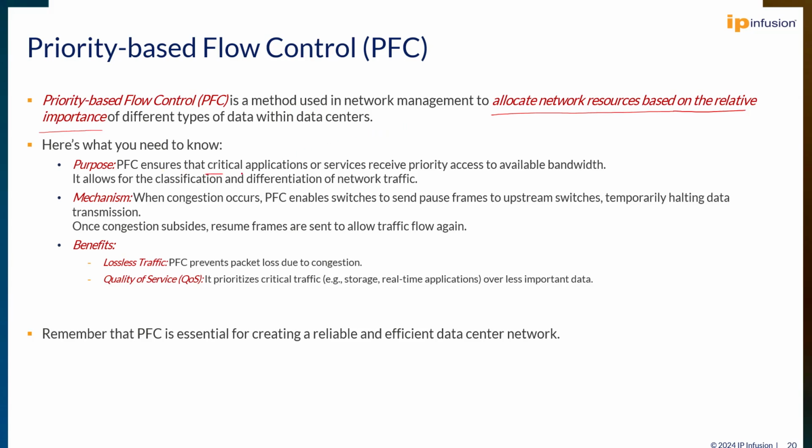PFC ensures the critical applications or services receive priority access to available bandwidth. And it also allows classification or differentiation of network traffic, as I told you. The mechanism with which we do this is that when congestion occurs, PFC enables switches to send pause frames to upstream switches, and that's going to get to the sender. Once the congestion is subsided, resume frames are going to be sent to the source of the traffic. So these are the benefits that we are going to receive through PFC.